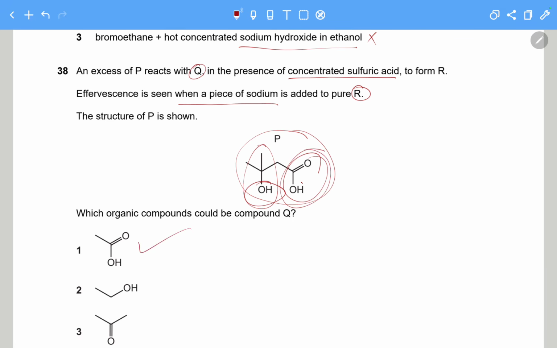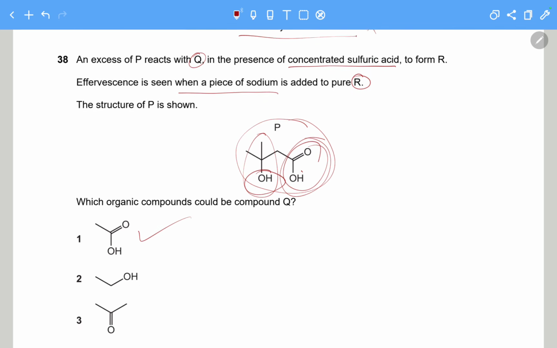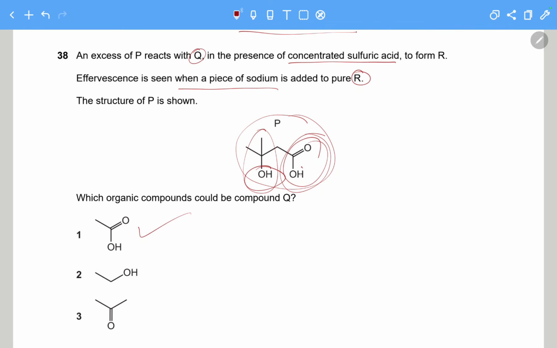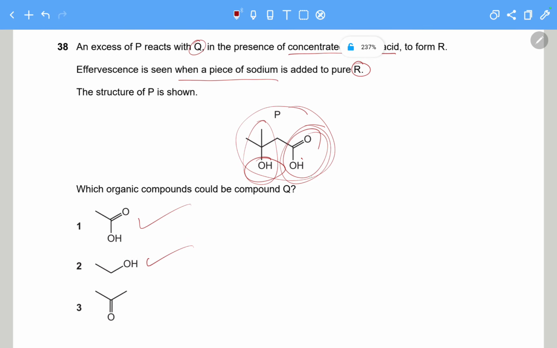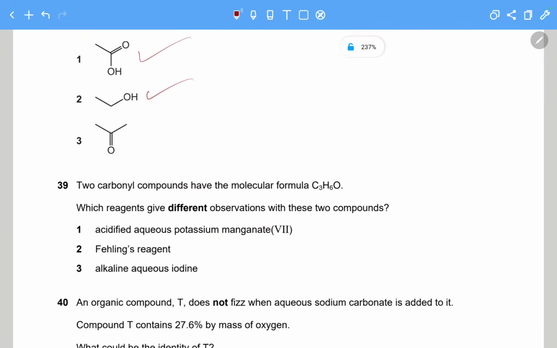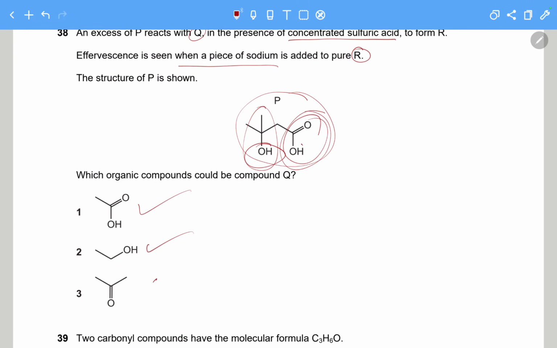So this is correct. Then option 2 is an alcohol. It will react with the carboxylic acid group of P. It will leave the alcohol group of P, and the remaining alcohol group will react with sodium. So this is also correct. Option 3 is a ketone. The ketone will not react either with the alcohol or with the carboxylic acid in the presence of sulfuric acid. So this is the wrong answer, and therefore the correct answer is B.